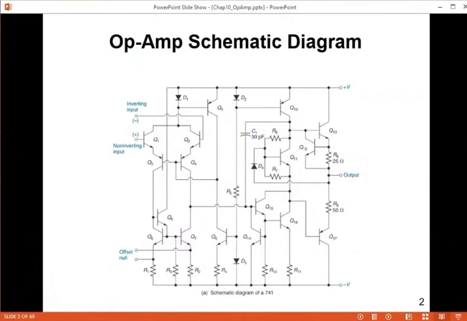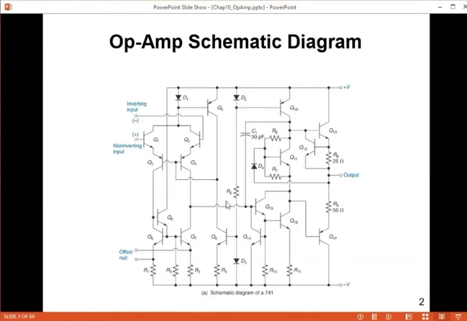But the commonly used op-amp is the 741. This diagram shows the internal circuitry of an op-amp. For example, how many transistors do you have in this circuit? Q1, Q2, Q3, Q4, and then Q5 here, 6, 7, all together 17 transistors inside an op-amp. A compact circuitry inside an op-amp. An op-amp can be 7 legs or 8 legs.